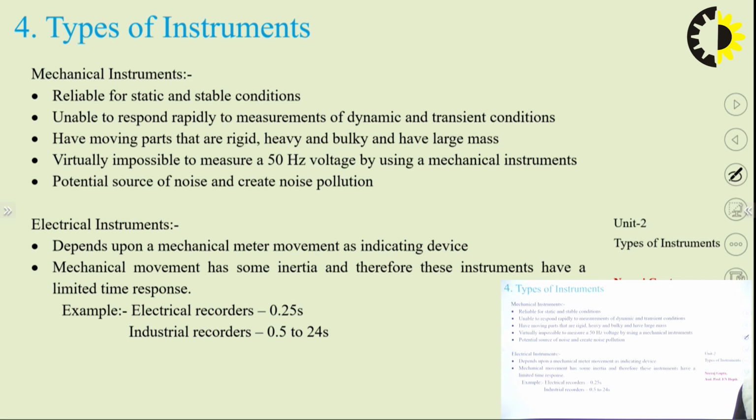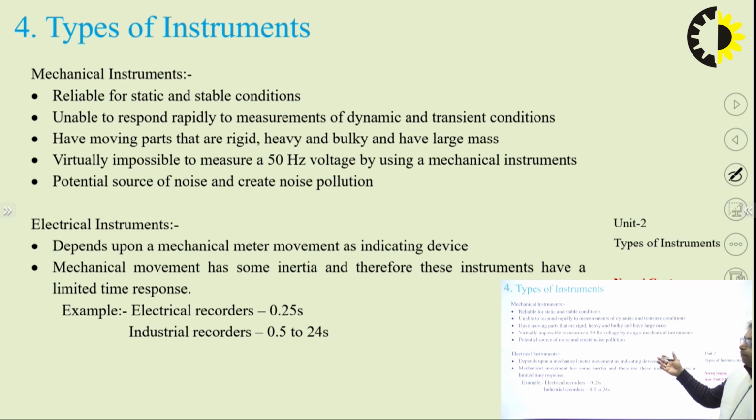Qualitatively, having moving parts, they are rigid, they have bulky structures, and are having larger masses. And it is virtually impossible to measure a 50 hertz voltage with the help of a mechanical instrument, because it is so fast oscillating, it will be very difficult to measure that particular voltage which has a frequency of 50 hertz. And these could be a potential source of noise and noise pollution.